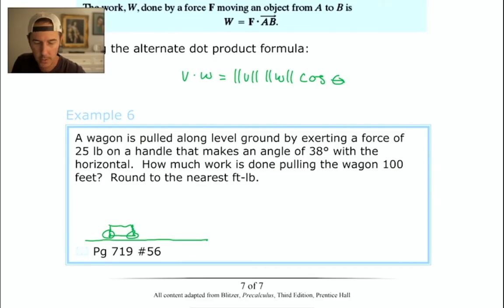So the handle attached to the wagon, I'm going to attach it down here by the wheel. I'm going to make it a really long handle because I want room to write in that this is a 38-degree angle. And the wagon is pulled along level ground by exerting a force of 25 pounds of force on the handle. So this vector that is the handle has a magnitude of 25 pounds of force.